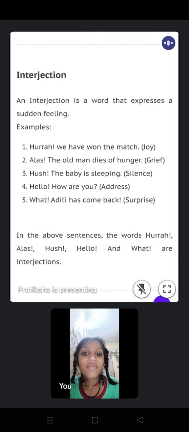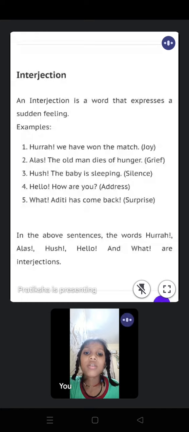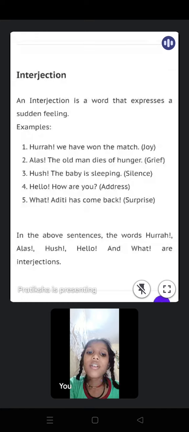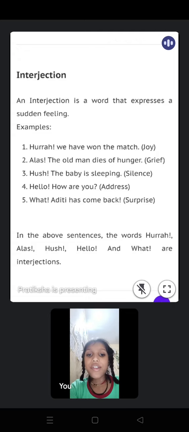In the next line, there is alas, the old man dies of hunger. Means grief, sympathy. In the next sentence, it is hush, the baby is sleeping. Means in silence, we say shh, the baby is sleeping. And the fourth word, it is hello, how are you? Like we say to someone, we stop the bike and we ask them for address. So therefore, in the bracket, it is given as address.